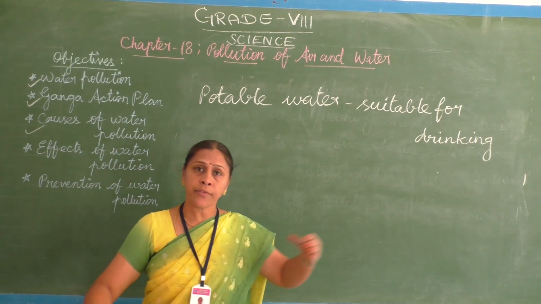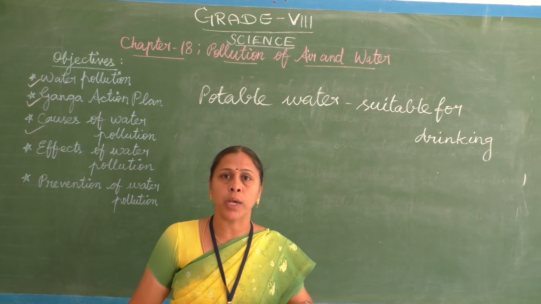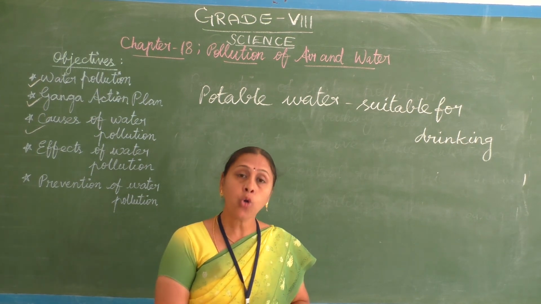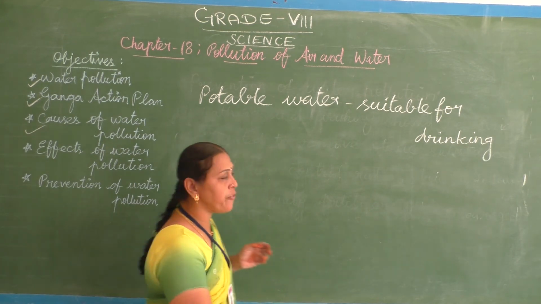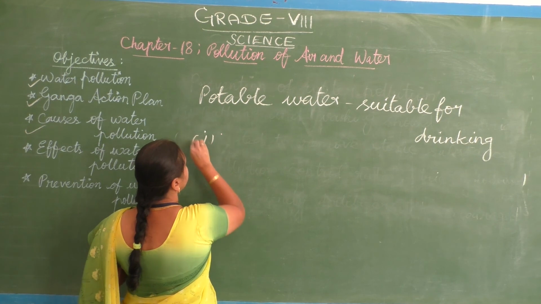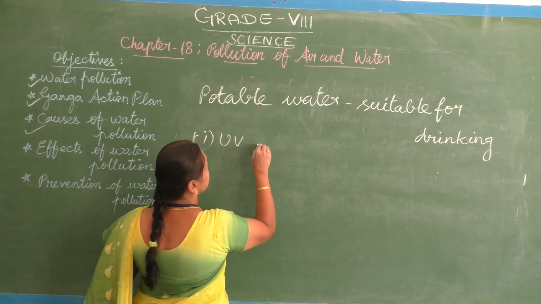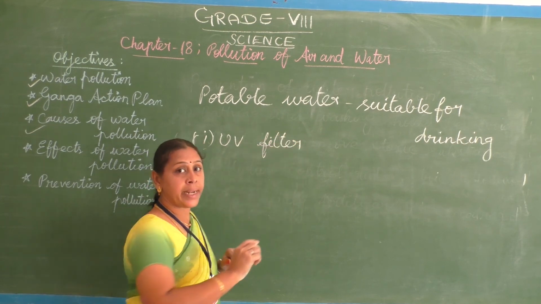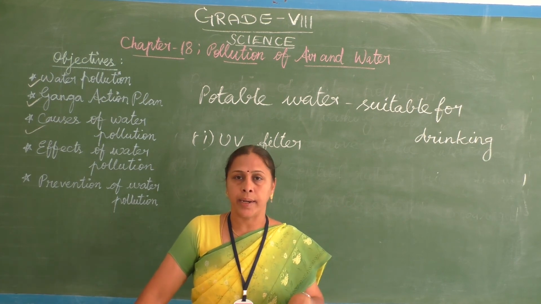How is the water taken from the water bodies? Before it is supplied for domestic purposes, it will be treated. How can we purify it? Nowadays we are using water filters. First, in water filters, there is a UV filter. What is that UV? Ultraviolet radiation will kill the germs present in the water.